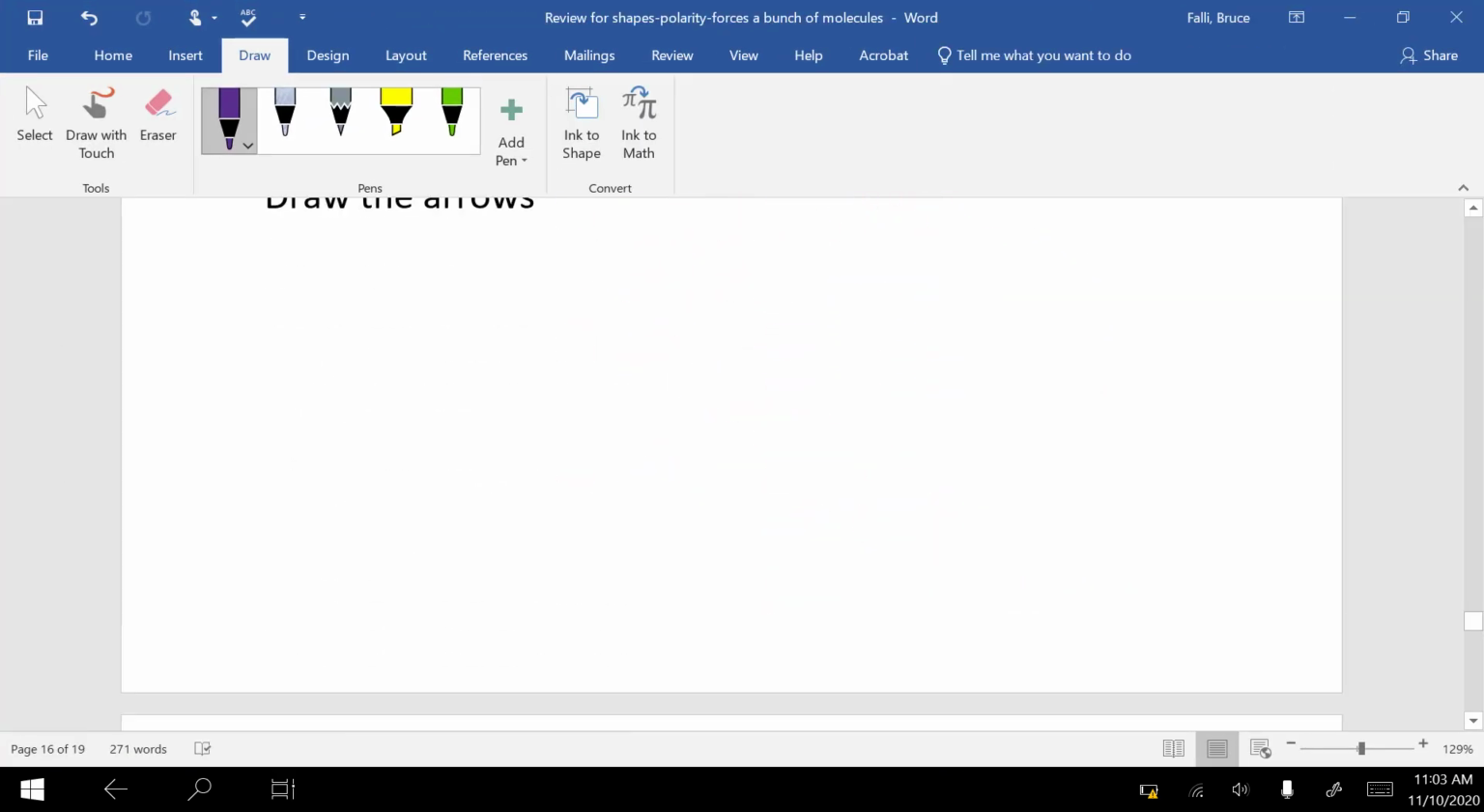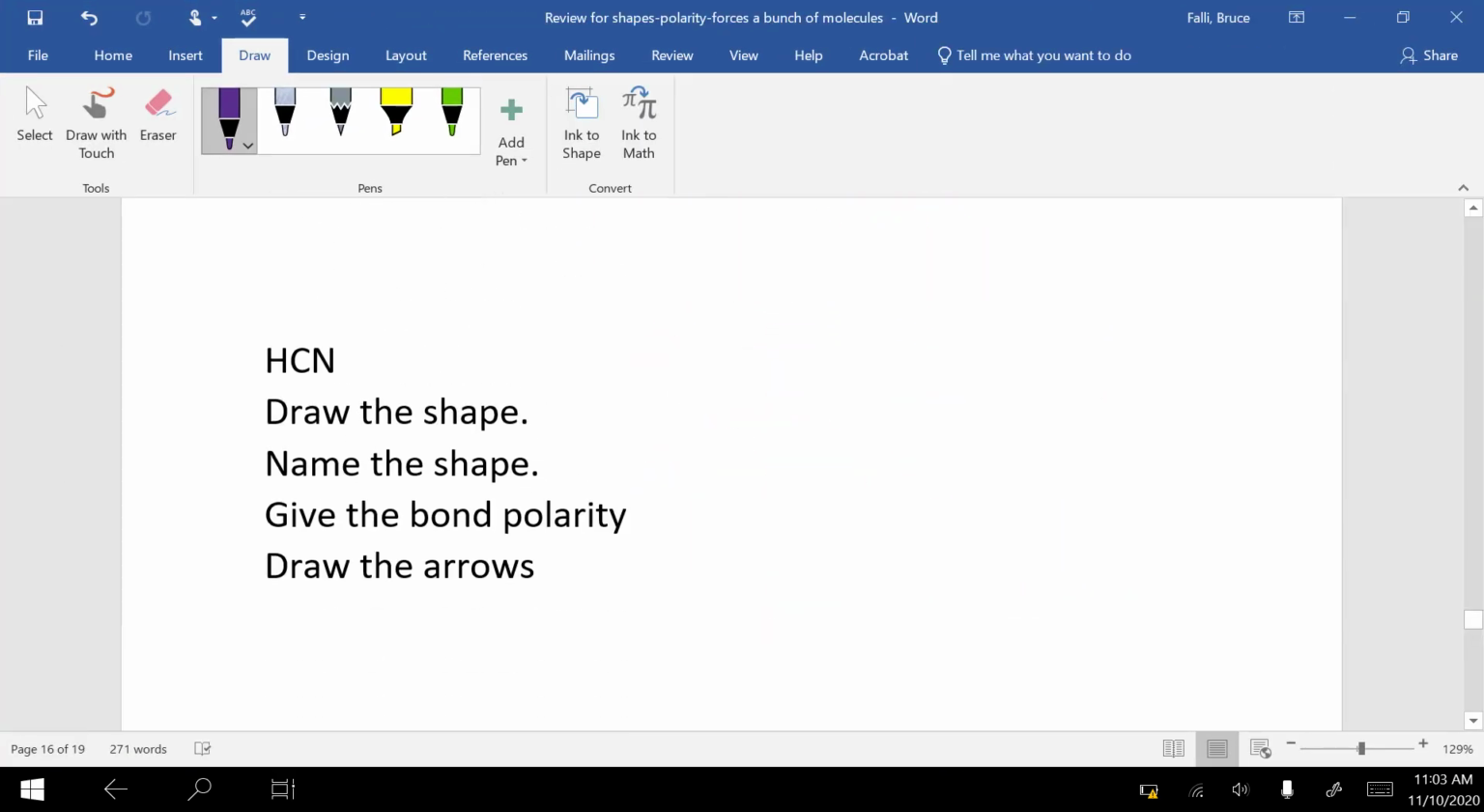Sorry, short-term memory. HCN is the last one. Yay! Remember, carbon goes in the middle every chance it gets. Nitrogen has 5. Hydrogen has 1. Connect the dots. Oh, look. Triple bond. There you go. This is going to be linear because it only has 2 regions. 1 region, 2 region. It spreads out as far as it can.